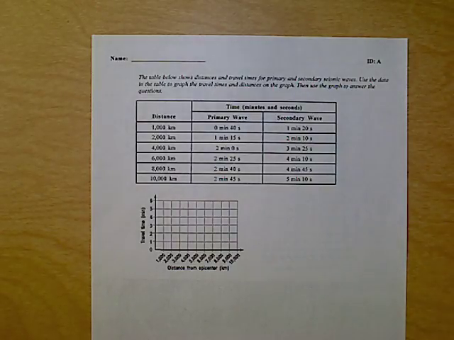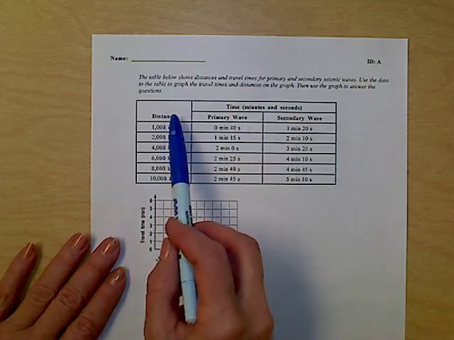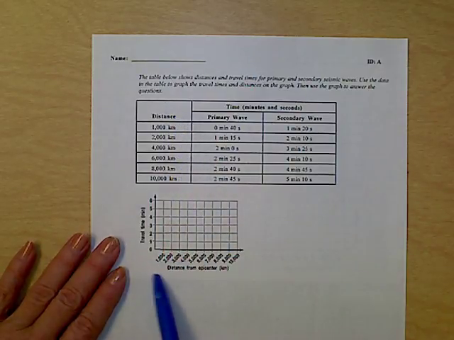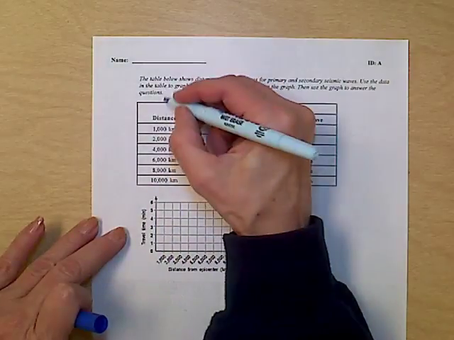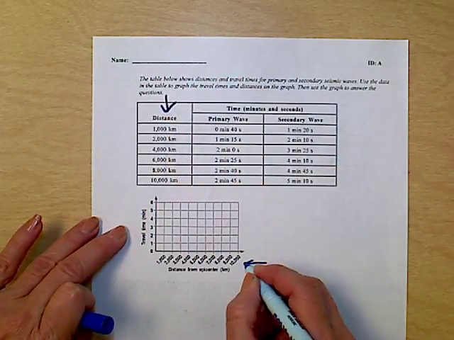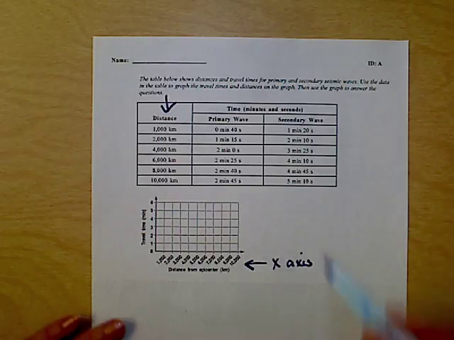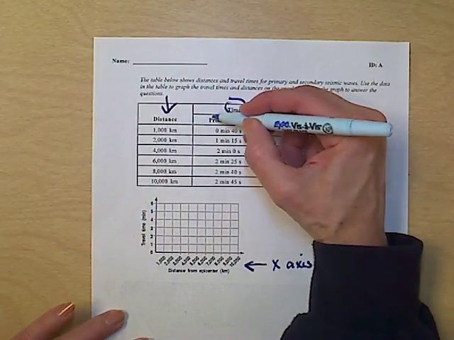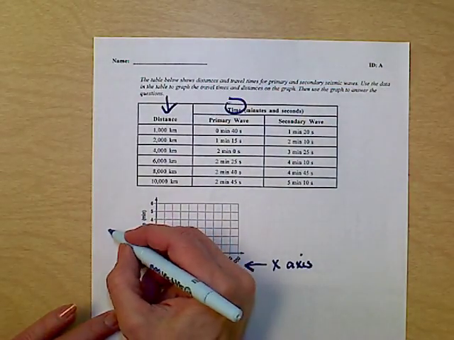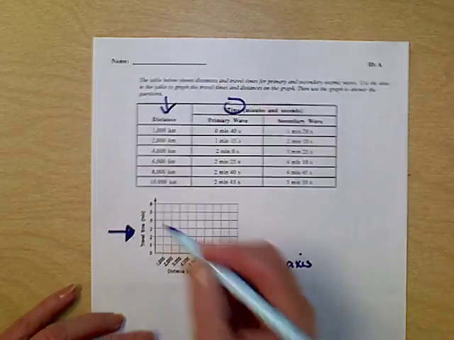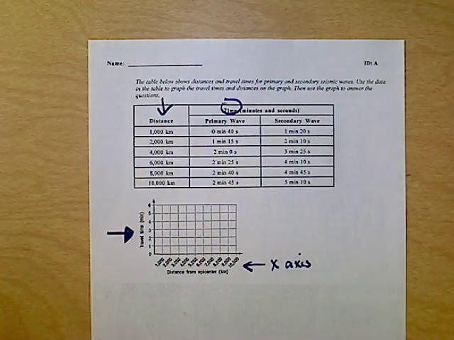Alright, let's look at another data table that's going to be on our test that's coming up. What it does is it shows us the distance, which corresponds to our distance down here. So this is our distance. It's going to correspond to our x-axis. And these are the times for both P waves and S waves. So it corresponds to the times here. And it asks you to graph these points.